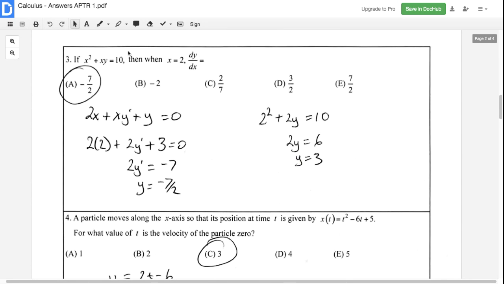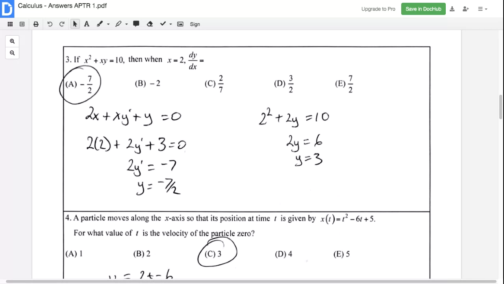Number 3, just take the derivative of this. So the derivative of x squared is going to be 2x on xy. Make sure we do the product rule: first times the derivative of the second, plus the second times the derivative of the first. So the derivative of x would just be 1. That's why there's nothing there. And the derivative of 10 is 0.